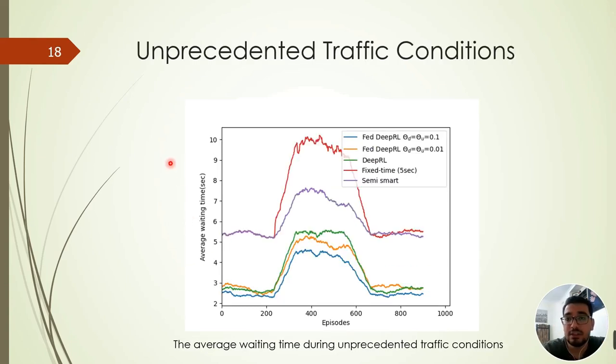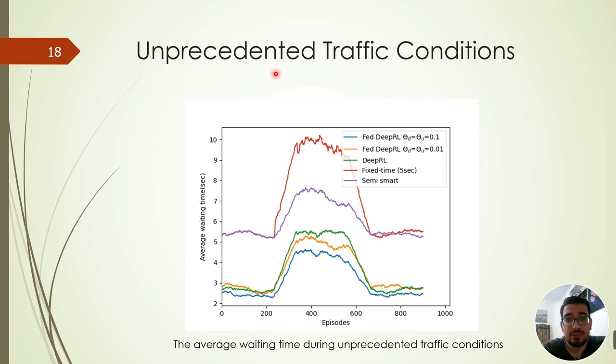This is my second experiment, which is based on unprecedented traffic conditions. We made an unprecedented traffic condition in our intersection from episodes 333 until 666. As you can see, our federated learning models perform much better than other strategies, which shows that the parameter sharing protocol in the federated learning approach avoided bias learning and overfitting to local data sets.